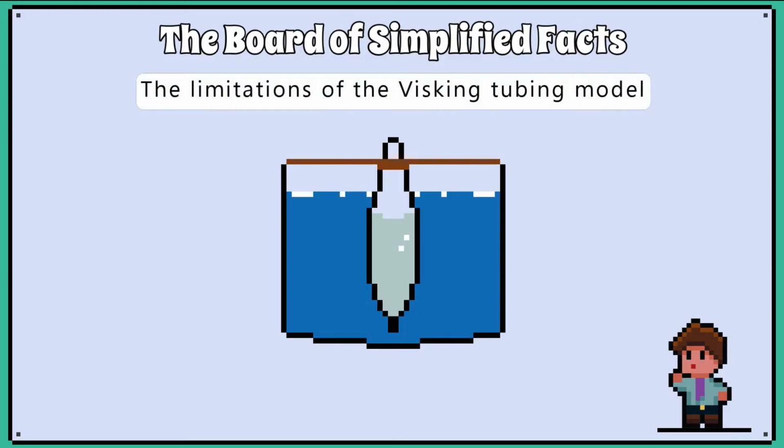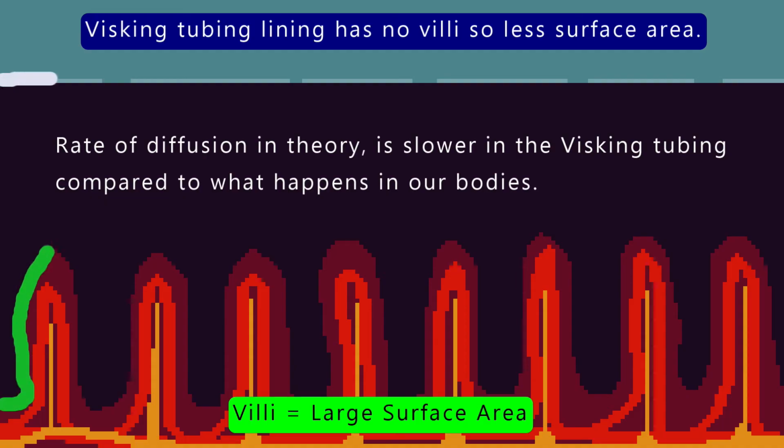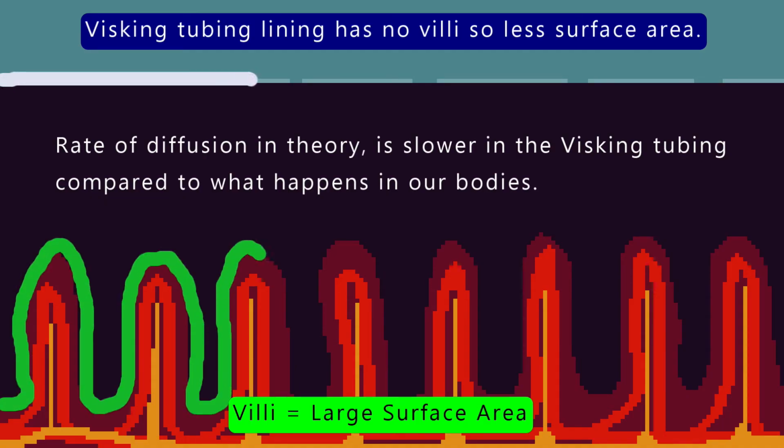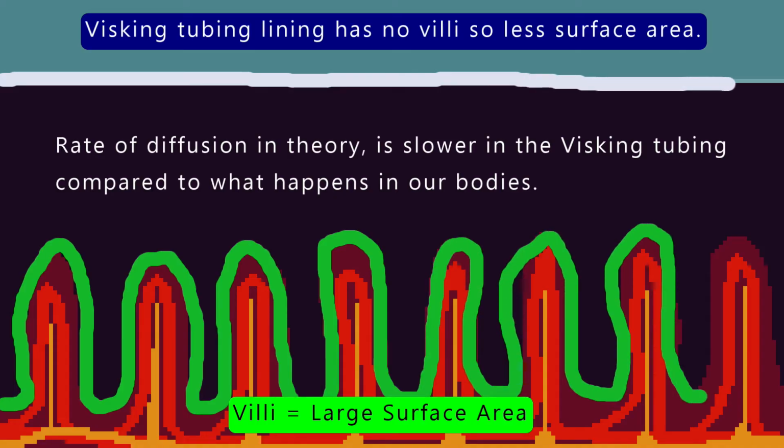This takes us to the limitations. The visking tubing represents the small intestine, but unlike the small intestine, the visking tubing has a much smaller surface area as it does not have villi, so the rate of diffusion in theory will be much slower.